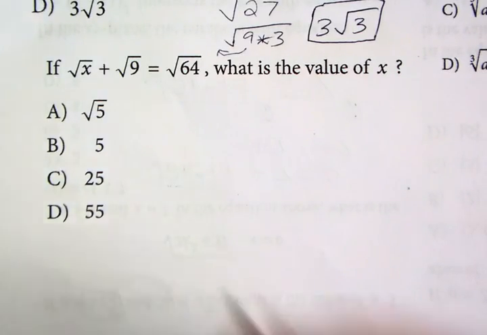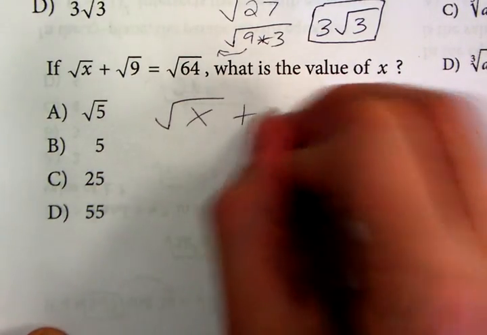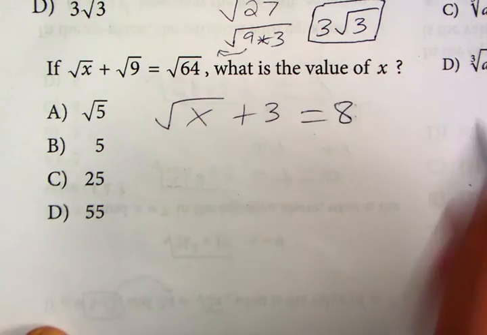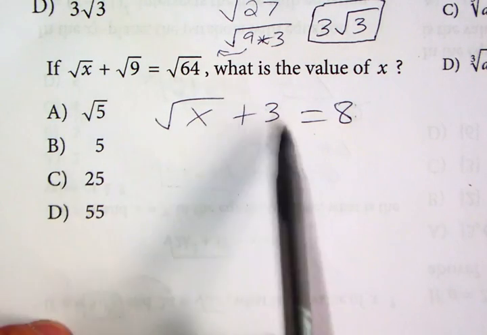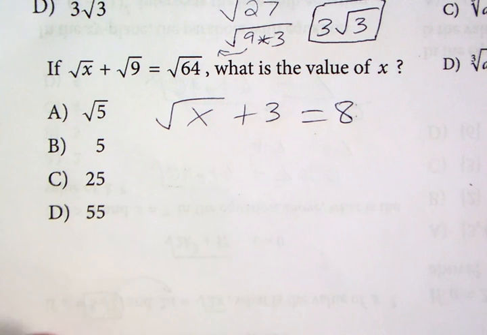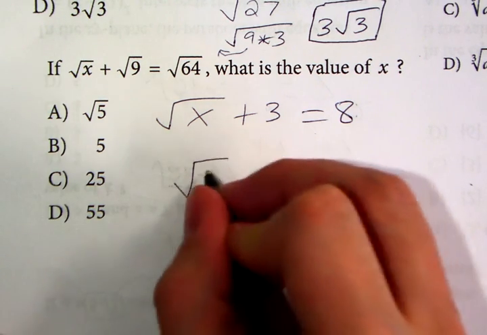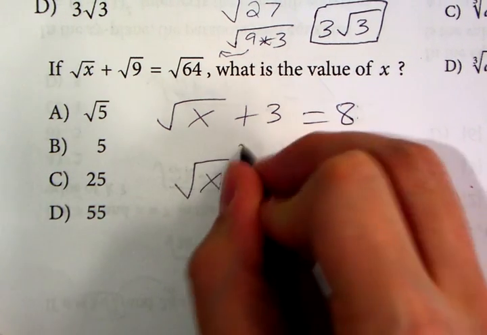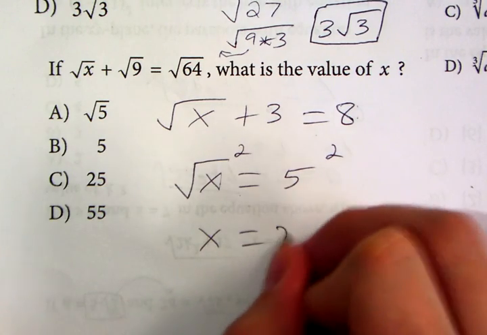In the bottom left, we have the square root of x plus 3 is equal to 8. That's the solution to the square root of 9 and the square root of 64. We could do plus or minus, but in this case it won't matter. You're going to get the same answer either way. We know that the square root of x is equal to 5. When we square both sides, we get x is equal to 25.